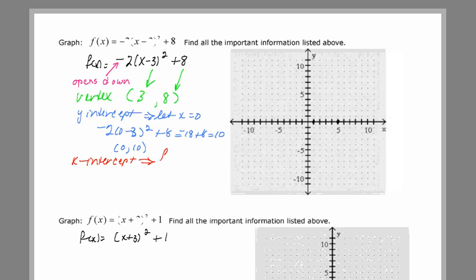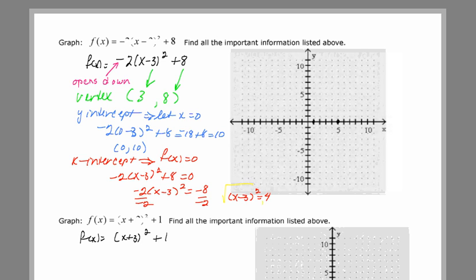The x-intercept, it says to let f of x equal 0 and solve the quadratic equation. So let's take the function negative 2 times (x minus 3) squared plus 8, set that quadratic equal to 0 and solve it. This is a format that's easy to solve, and we'll start by first taking the 8 over. Negative 2 times (x minus 3) squared is equal to negative 8. Then we divide by negative 2, which will give me (x minus 3) squared equal to 4.